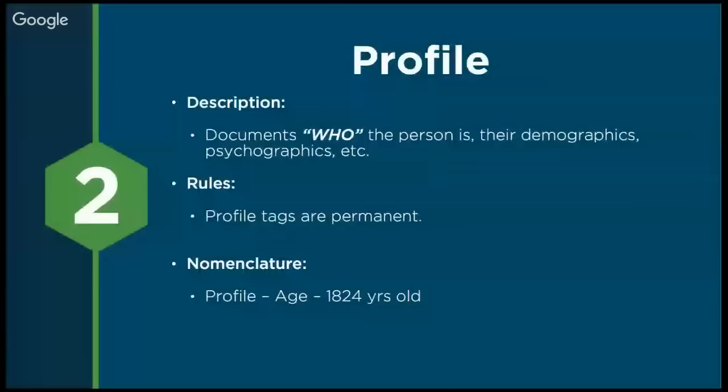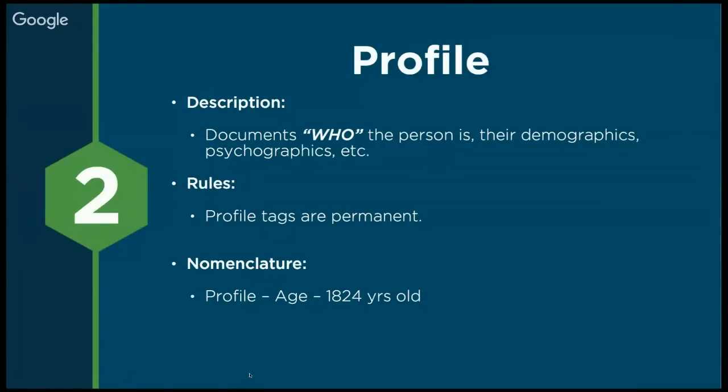So the nomenclature here is, again, we've got profile. Within the profile category, we say profile dash age dash, and then that should say 18 to 24 years old, not 1,824 years old. That's pretty good. If we actually made it that far, that would be pretty exciting, right? Quite the life. But that's the naming convention that we're following here: the broad to the more specific.